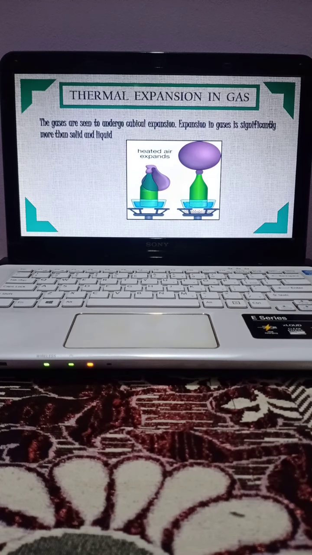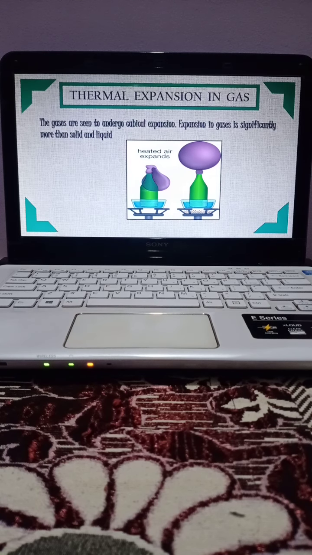Next we are going to see thermal expansion in gas. In a gas also, the expansion that takes place is cubical expansion, and in the case of gas, thermal expansion is more as compared to solids and liquids. Why is it more? Because the average kinetic energy of the molecules in a gas increases vigorously, and thus the intermolecular space increases. Thus, in the case of gas, thermal expansion is more significant than in solids and liquids.